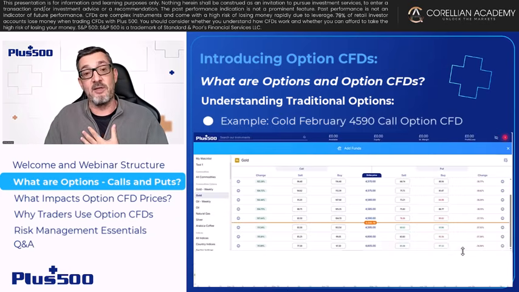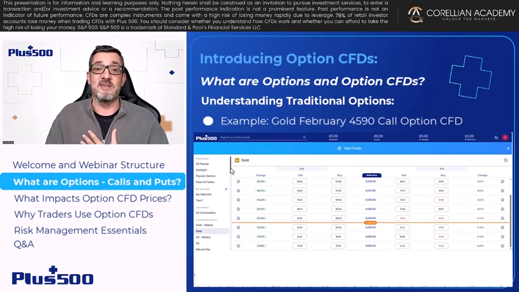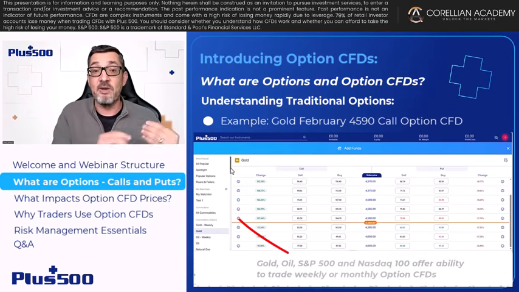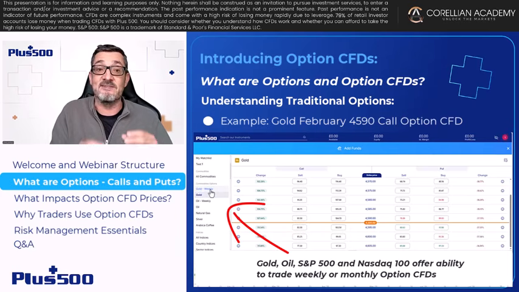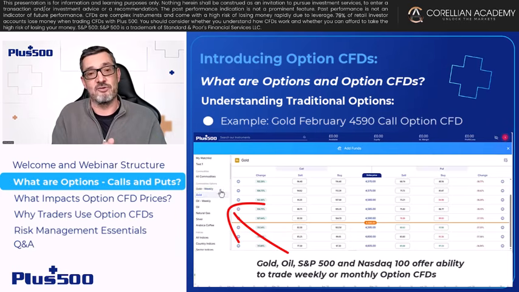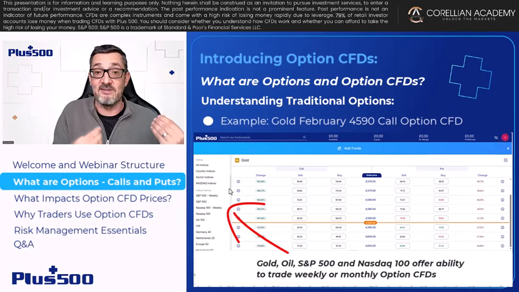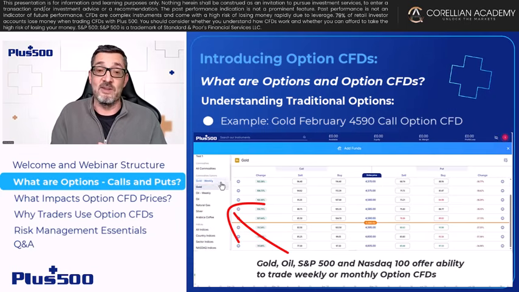Let's look at the February gold option CFD as an example and run through the basics we have covered so far. Currently for gold, like the S&P 500 and NASDAQ 100, you have access to weekly and monthly contracts. Plus500 are adding to these weekly product offerings throughout the first half of 2026, so watch out for further additions to popular markets that you may trade.